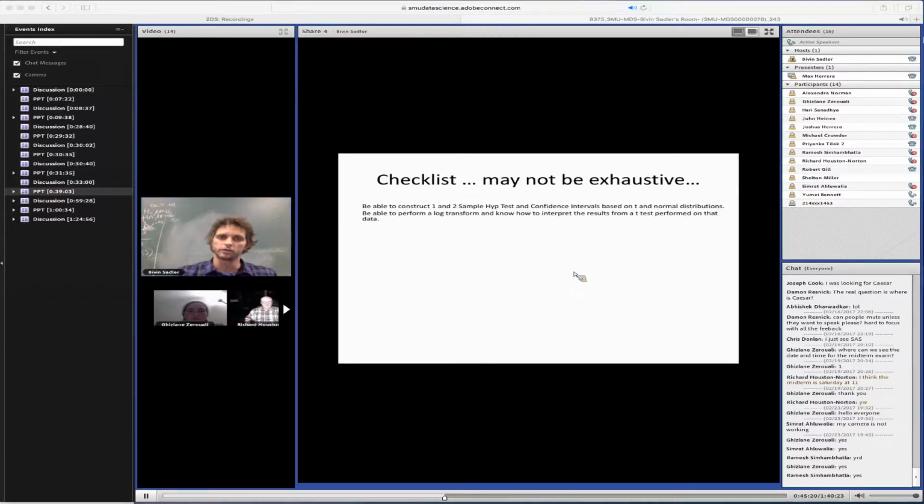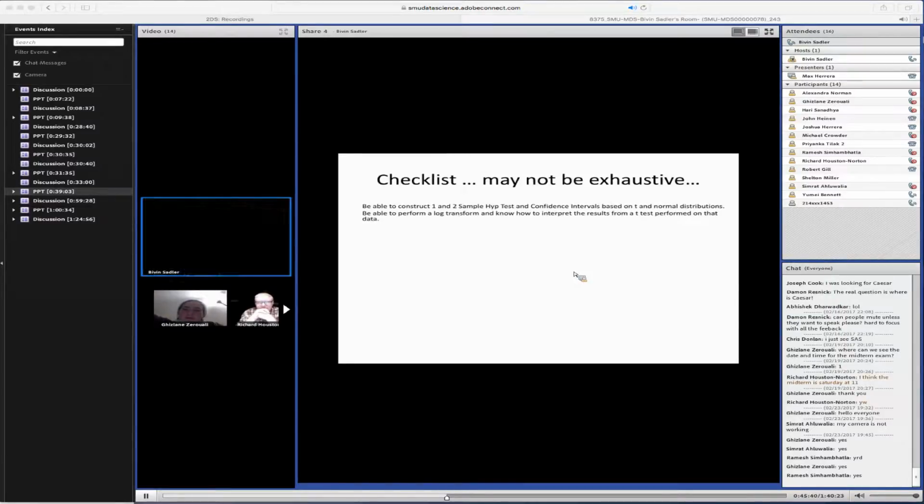Number 2, know the assumptions of those tests and be able to perform a log transformation and know how to interpret the results from a t-test performed on that data. So we did some with log transformations, and we're going to do a lot more in the future. So know why we perform a log transformation, know how to interpret. Remember, it's the interpretation of the median, the ratio of the medians, rather than the mean. So know why and know how to interpret it.